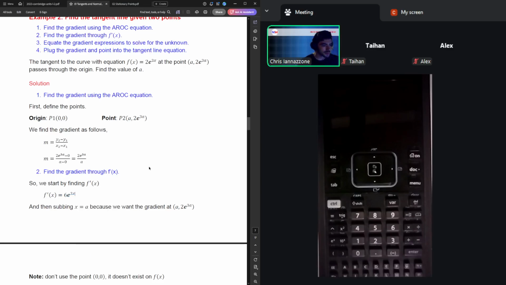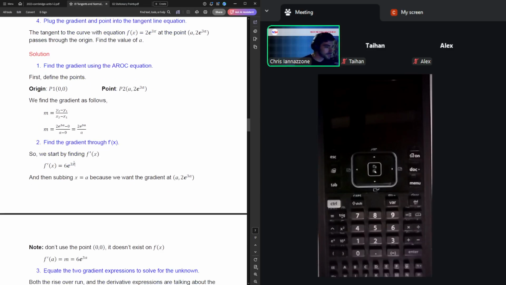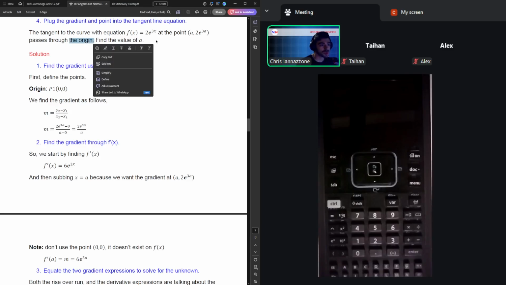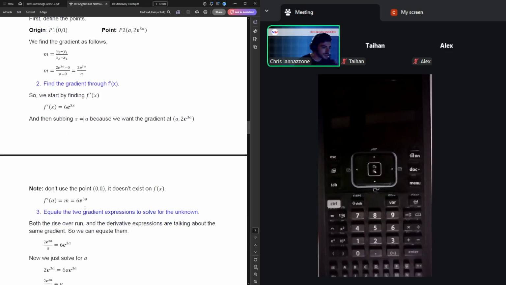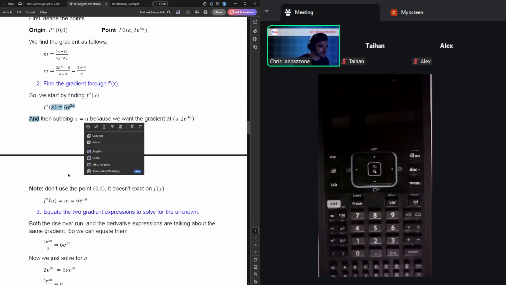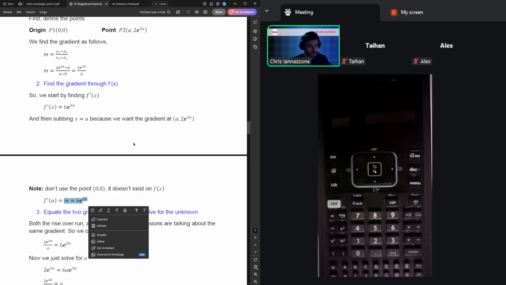And because we have the derivative, we can now sub in the point at which we are trying to find the gradient. Right? It's the tangent at this point, not the tangent at the origin. The tangent goes to the origin, but the point at which we're finding the tangent is this one. So we take this x coordinate of a, shove it in there, not much is really changing. You're essentially just replacing an x with an a.